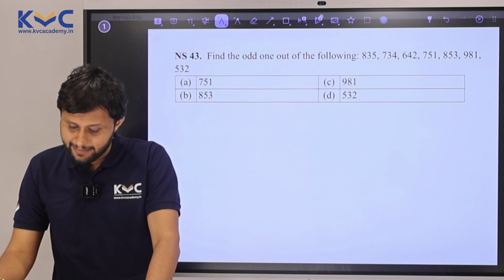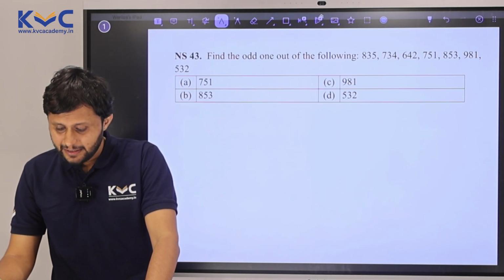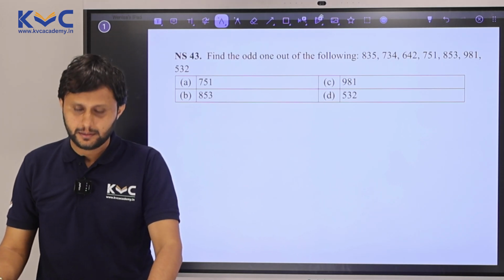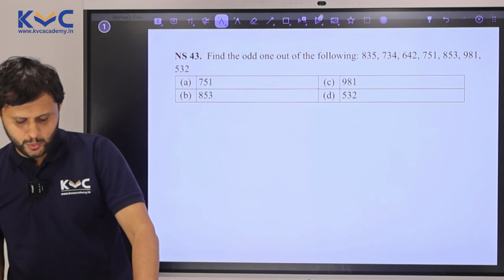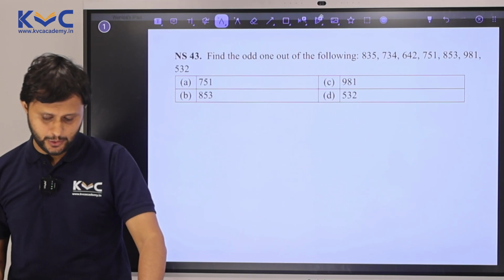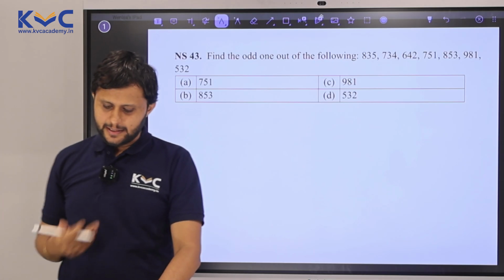Okay. And then we have 751, 853, 981. Correct? Okay. So trying to find the logic. Now there is one more number, 532. 532 is also there. So we'll try adding these numbers and see what we get.